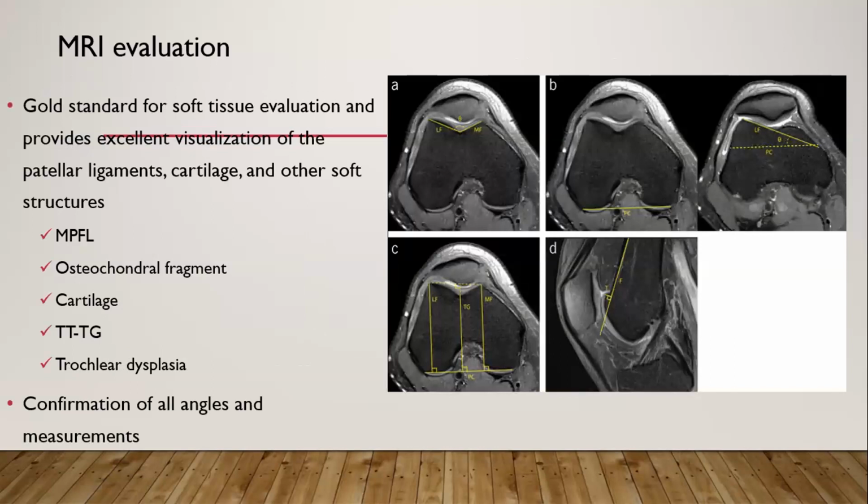So MRI evaluation is considered to be the gold standard for soft tissue evaluation and provides an excellent visualization of the patellar ligaments, cartilage, and soft tissue structures. It gives an idea about the MPFL, osteochondral fragment, and cartilage. From this we can calculate the TTTG distance and also trochlear dysplasia.